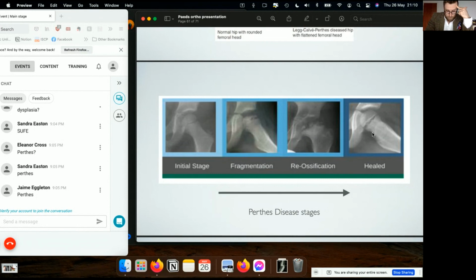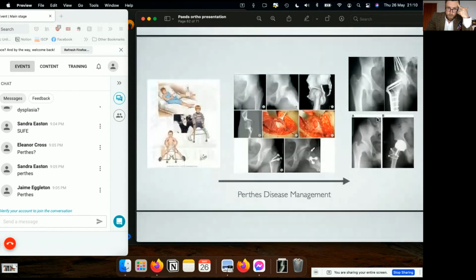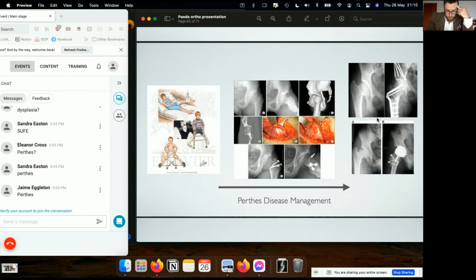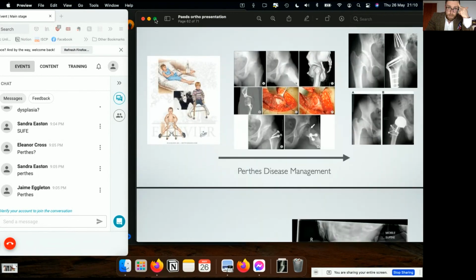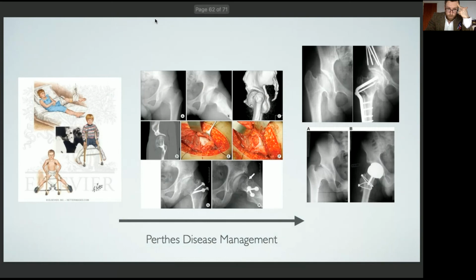As time progresses and the width of the femoral neck increases, the femoral neck itself, you can see here, fattens out in order to try and support the weight-bearing aspect of the joint better, as the cortical contact from the head itself and the joint reduces. The main point about management of Perthes disease is, again, that it is highly controversial and super complex depending on what stage you get it in.